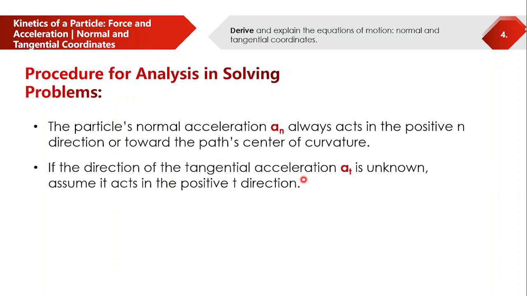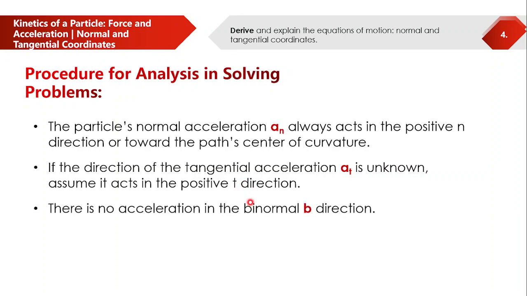Now, if the direction of tangential acceleration a sub t is unknown, assume it acts in the positive t direction. Okay? And the positive t direction, kung hindi mo talaga known na, dito yun. Ito yung direction ng tangential component natin. Dito yung positive. Then, if di siya given by the problem, then you can safely assume na it acts in a positive t direction, which is tangent to the motion of the particle or the body. So there is no acceleration in the binormal b direction. Always take note of that.